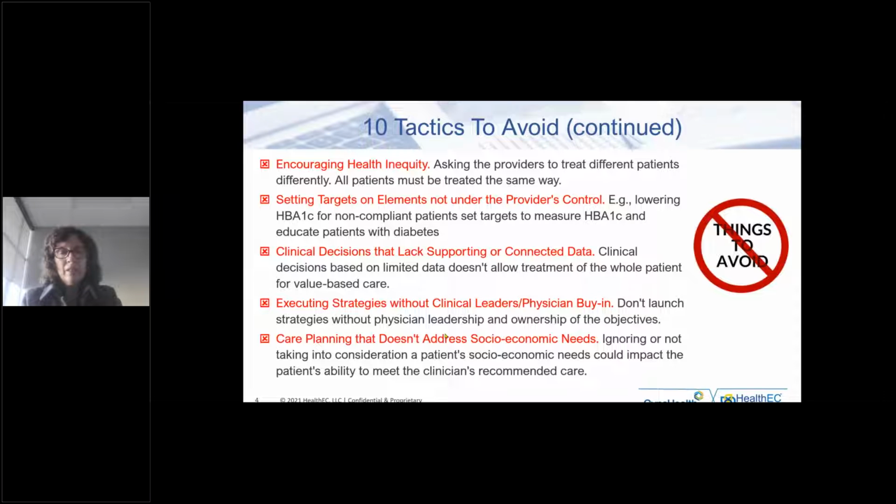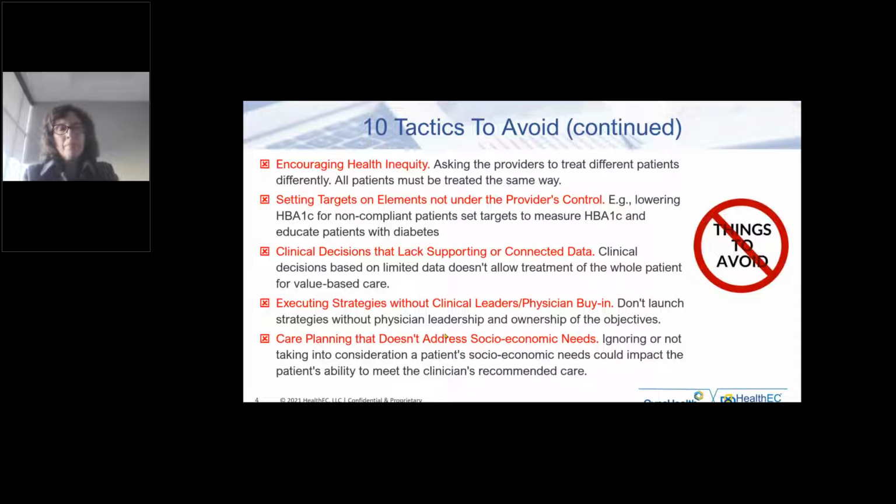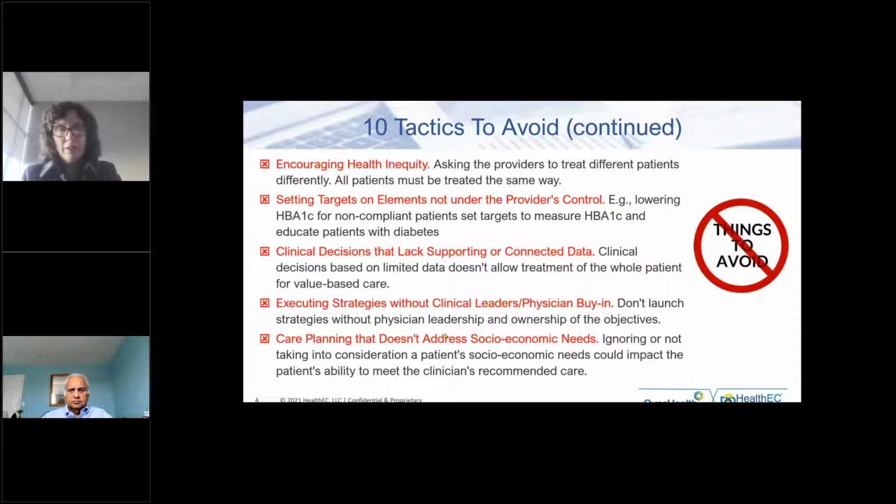And then don't launch strategies without the clinical leadership knowing what you're doing, because then ownership is not taken, and you will spend much time trying to fix that kind of distrust moving forward. So before you launch into your strategy, get feedback, as Dr. Seth talked about, but also be very transparent in what you hope to accomplish.